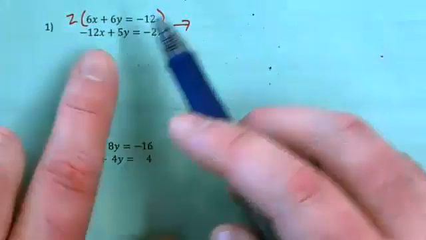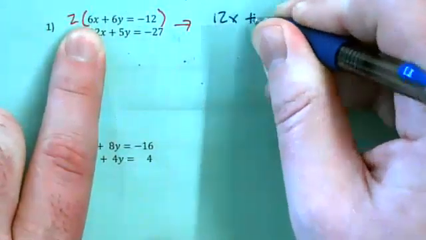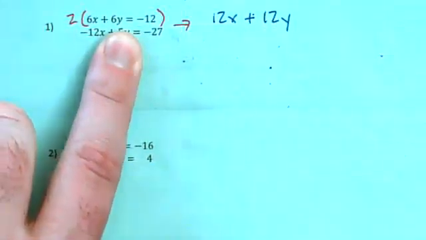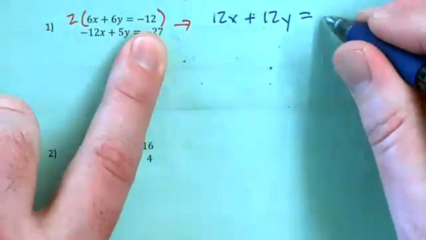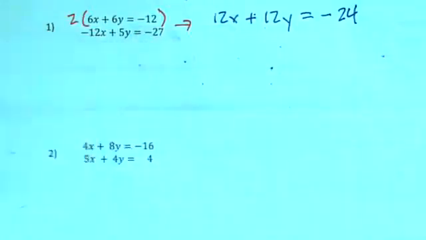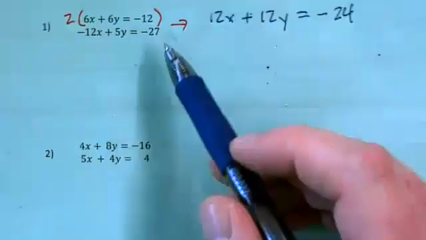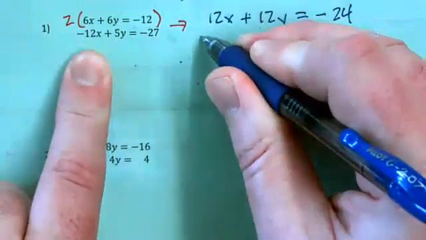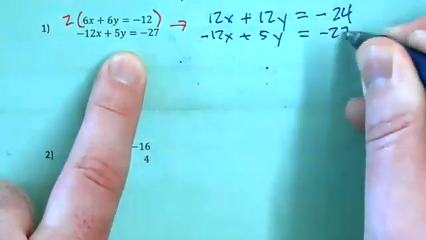So I got 2 times 6x is 12x plus 2 times 6y is, well, 12y equals, and 2 times negative 12 is negative 24. And I will also copy the bottom equation over, but we didn't change it at all. So I'm just copying it directly as it says. So negative 12x plus 5y equals negative 27.